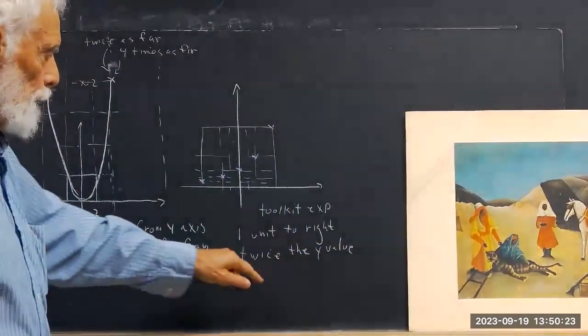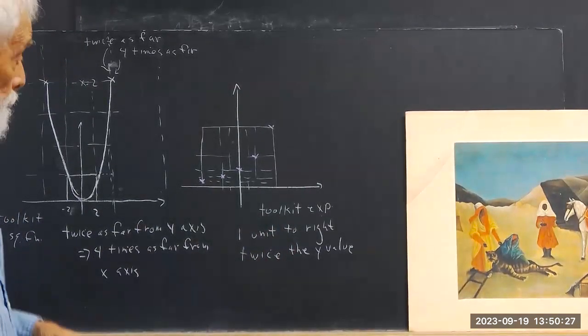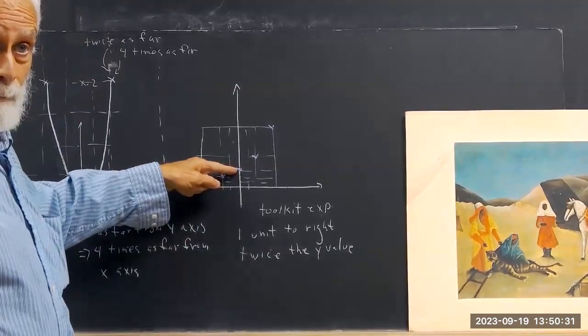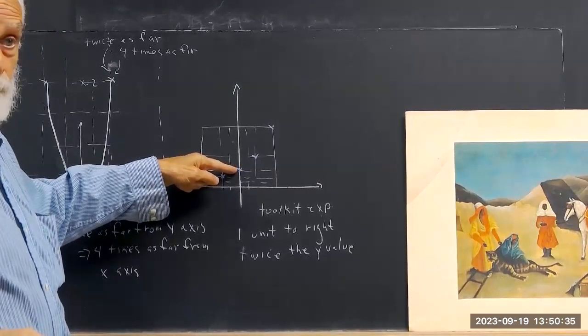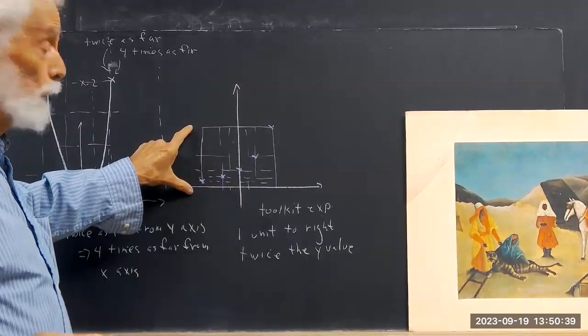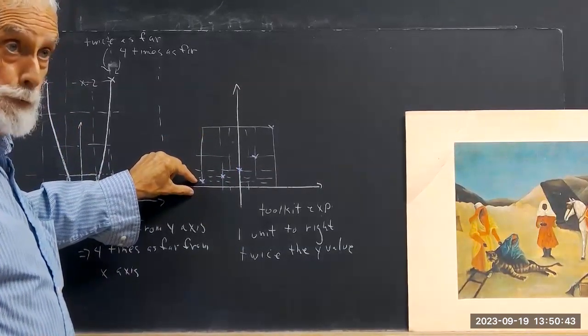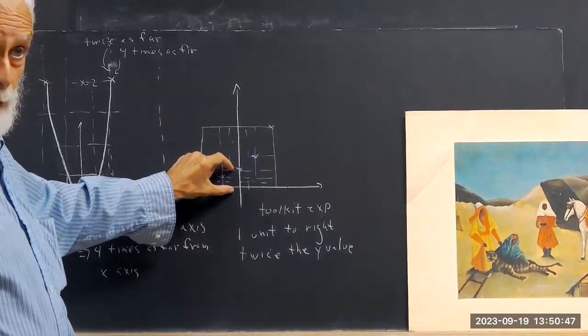You move one unit to the right, you get twice the y value. Okay, I mean, that happens, doesn't it? What's the y value here? Show me the finger. 4. This is 4. This is 2, this is 1, this is 1/2, this is 1/4. Make sure you're real familiar with these. So this is 1. Okay.